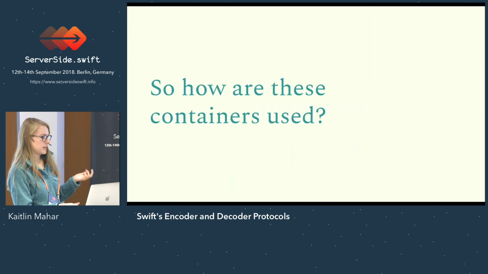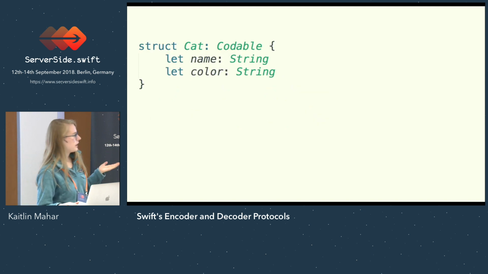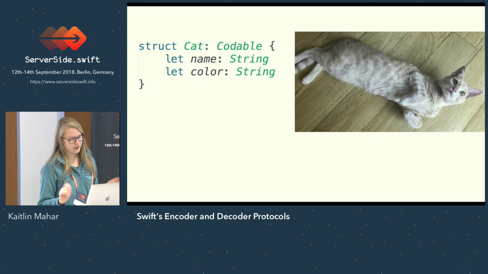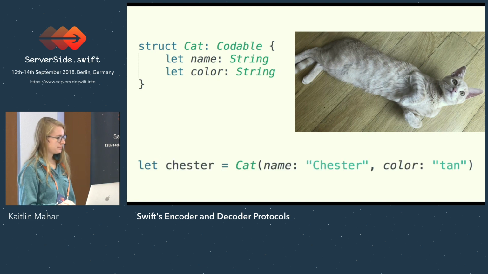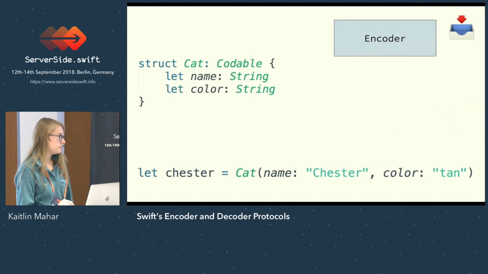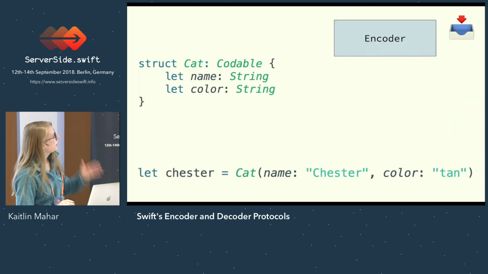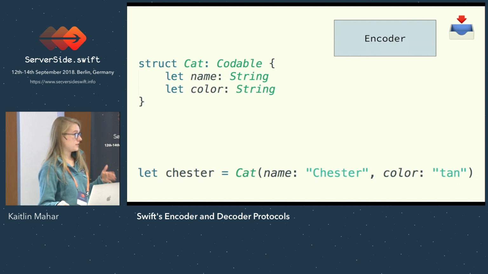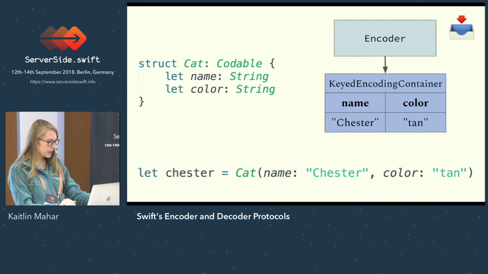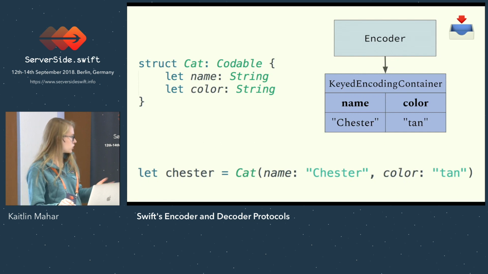So how would you actually use these containers? Let's go back to our cat example. This time we will use my other cat, because I have to be fair, Chester. So we'll create a cat for him, and then we want to encode him using the encoder. Looking at the structure of Chester, it probably makes sense that the kind of container we'd want to use is a keyed container, because we have 2 labeled properties. So we would create a keyed container, and the keys would be name and color, and the values would be Chester and Tan.